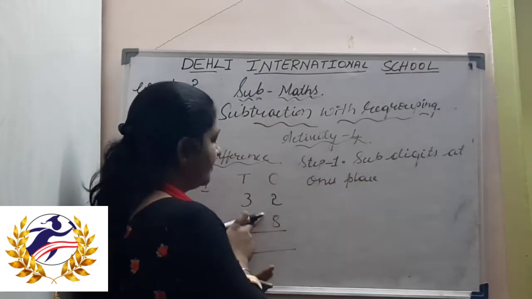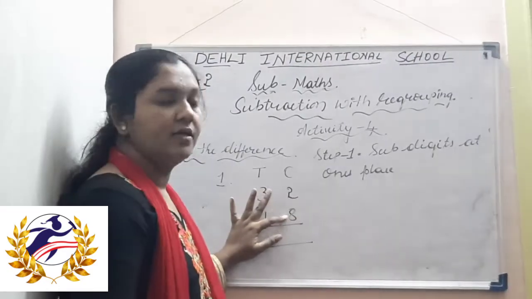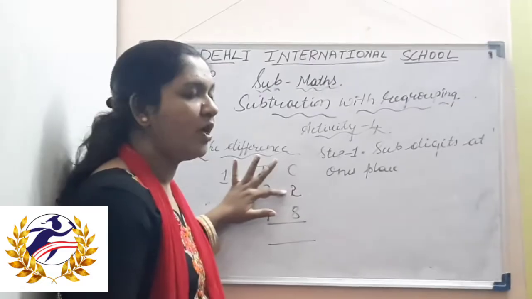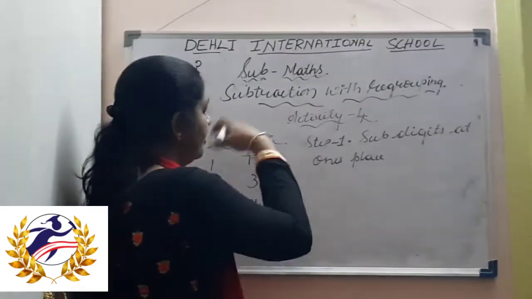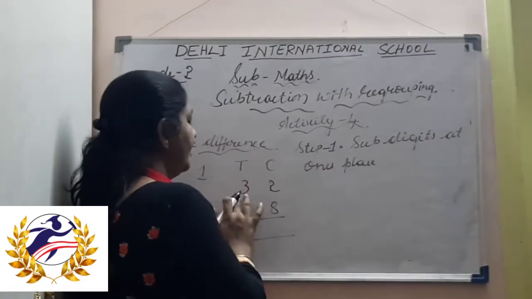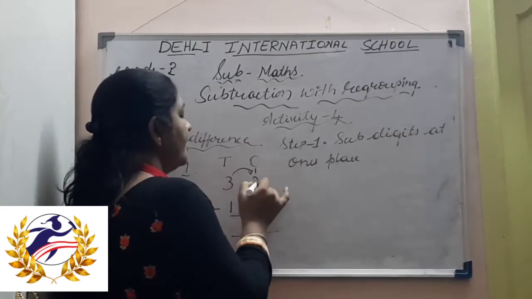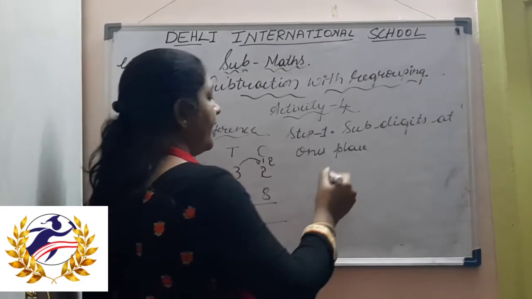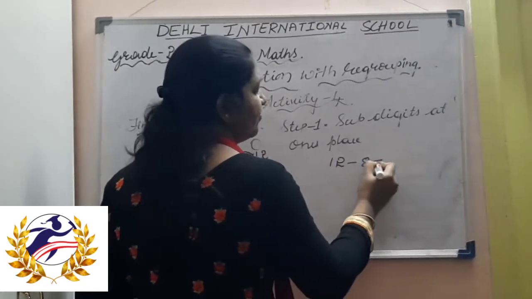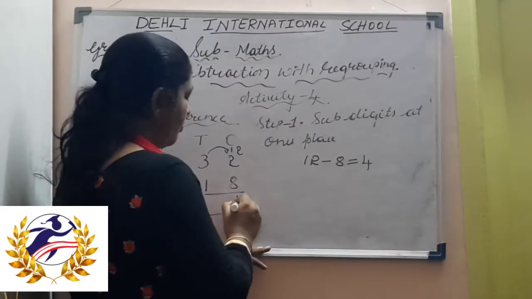The digits at the ones place are 2 and 8. So what do we have to do here? We can't subtract a greater number from a smaller number. So we have to take a carry over. We have to borrow a number from the tens place. Now we have borrowed 1 from the tens place. Here it has become 12. Now 12 minus 8. How much is 12 minus 8? That is 4. The answer is 4.